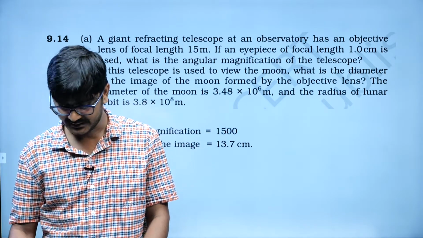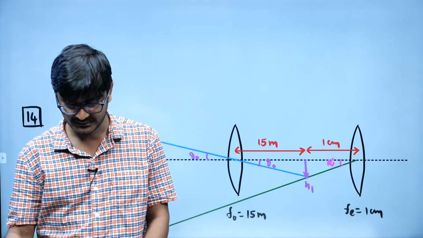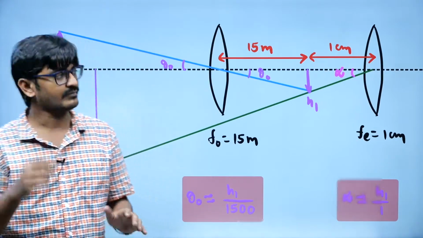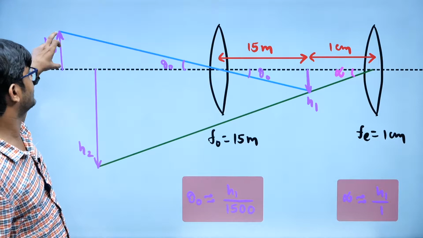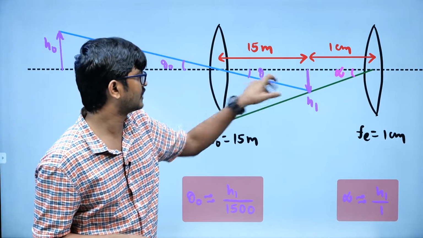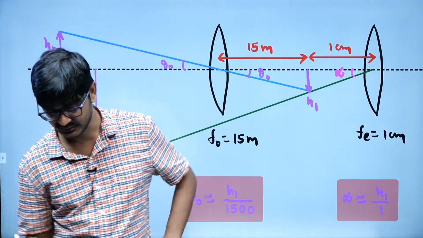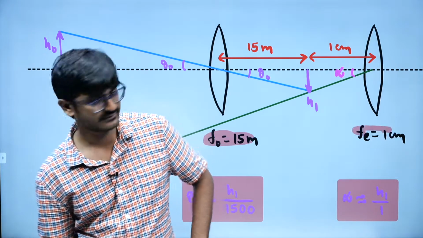Okay, so again I am going with normal adjustment, that is, the final image is going to form at infinity. The object is at a very far distance, so the image will be forming in the focal plane. This focal length is 15 centimeter, given in the question.